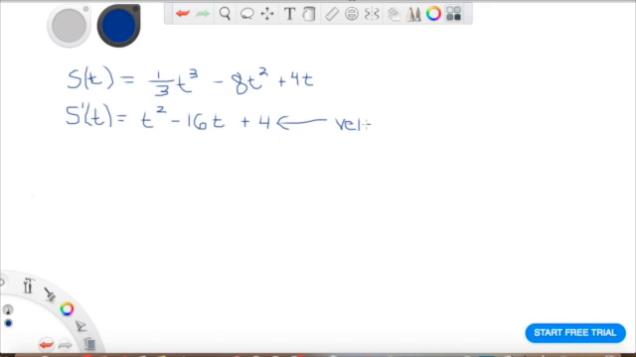But the question asks when acceleration is 0, and for that we need to find the acceleration function. So we just need to find the second derivative of that. So we're going to now find the second derivative. So 2 times 1 is just 2. 2 minus 1 is just 1. That's 2t. And that's minus 16.